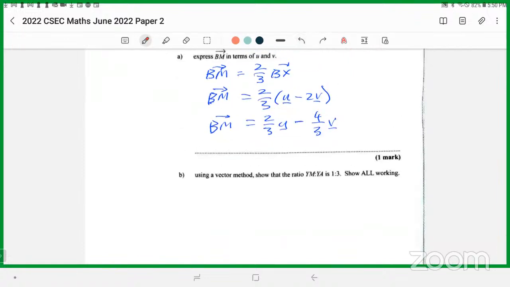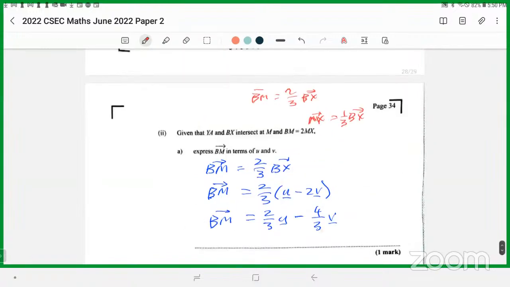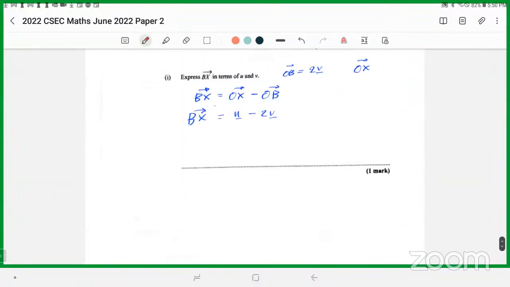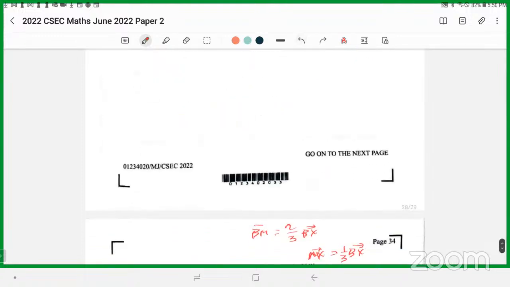That's what vectors questions are. As they ask you a question up here, you're using it down here. And that's how the questions usually set up. They ask you for something, now the next question, you're looking to use it. Just as up here they ask us for the BM, the BX, and then we use it down here to find the BM.